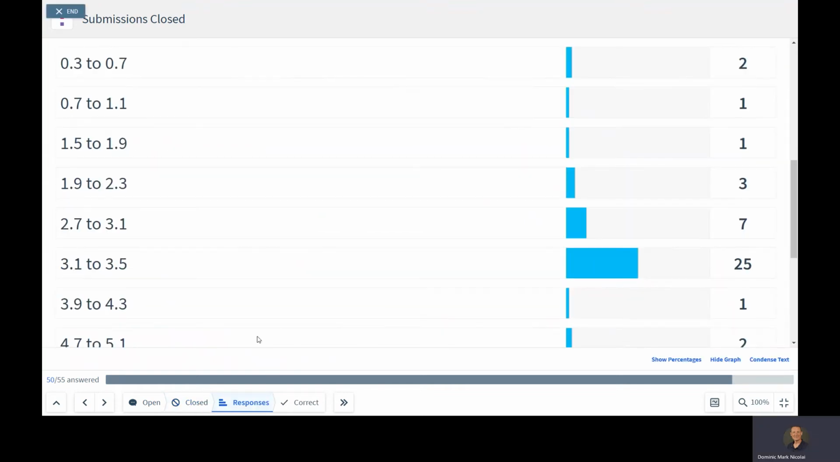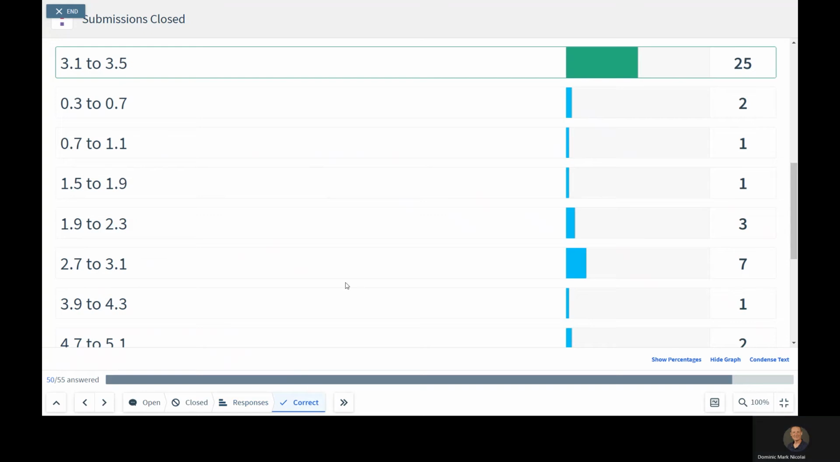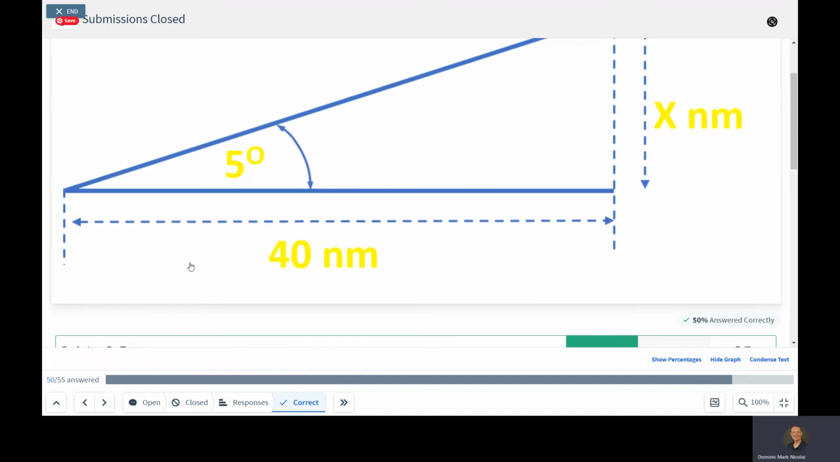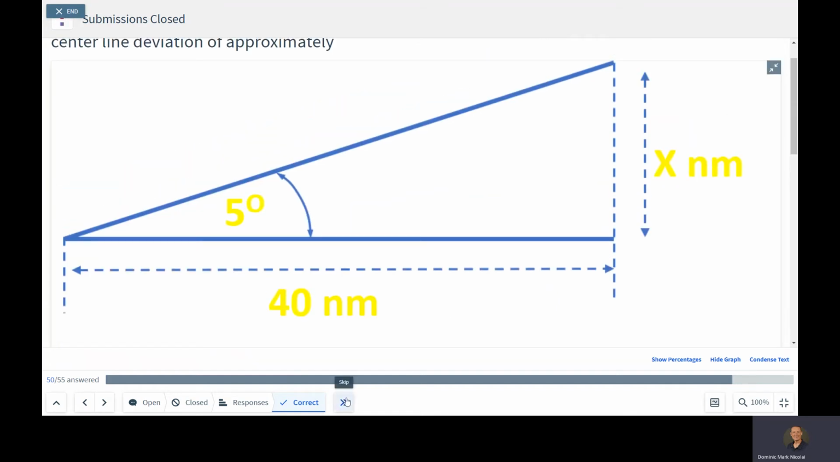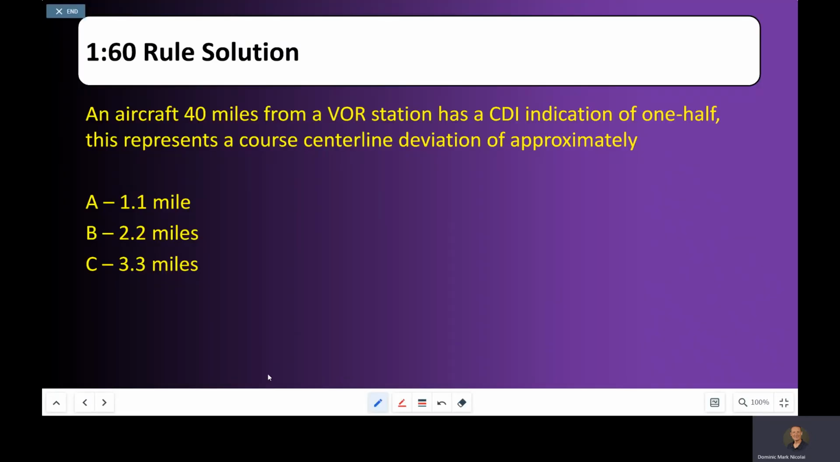All right, see how we did here. All right, 3.3 is the correct answer for that. 3.3, so we got a big variety of questions here. So let's take a peek at that. How do we really solve this one?